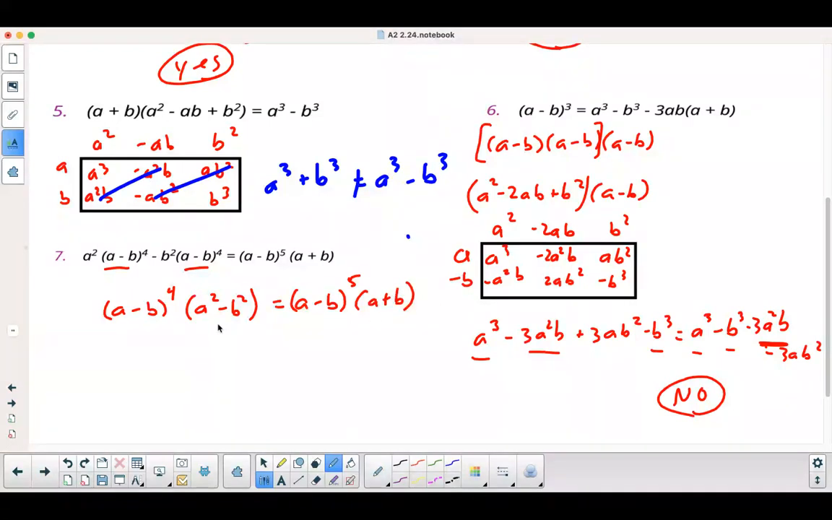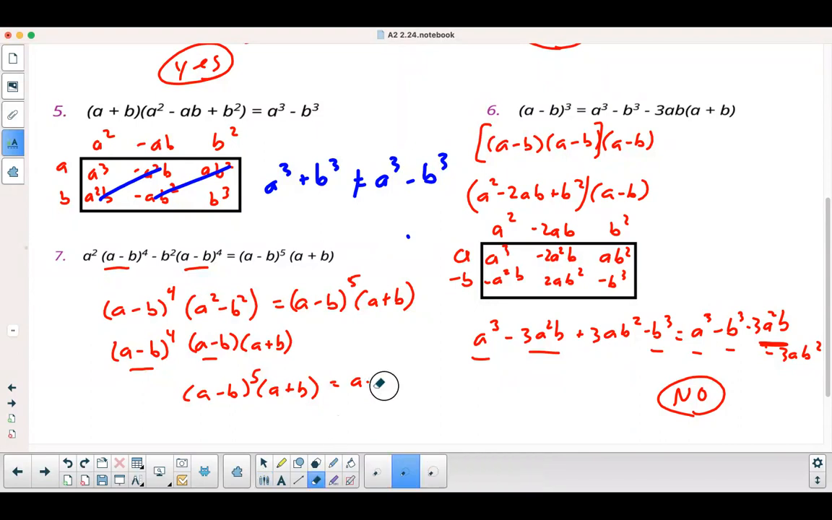Not much I can do, but I'll tell you what, this is a difference of squares, so could I factor this into a minus b, a plus b? And then, oh, check it out. Now I really have a minus b to a power of... whoops, I'm sorry, that was a minus b, not 5. And I got them to match up, so I would say check. And that one's a yes.